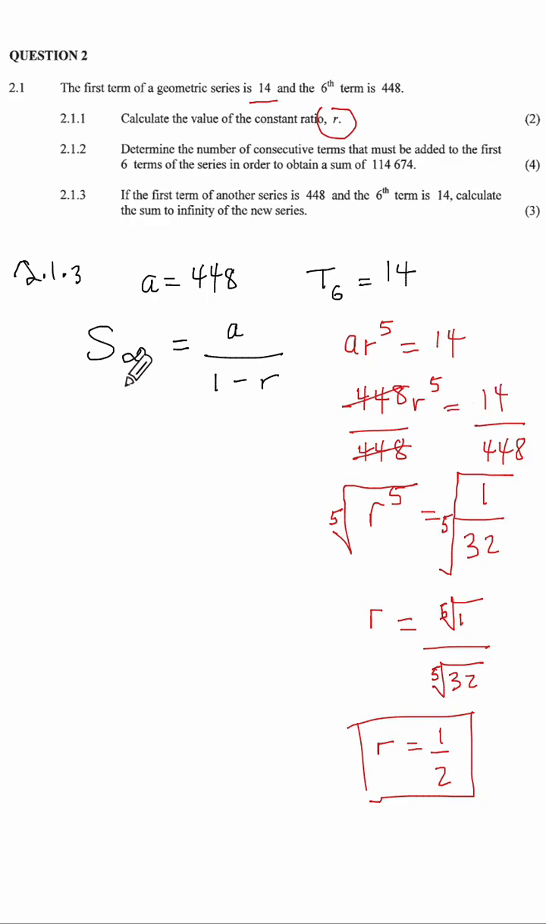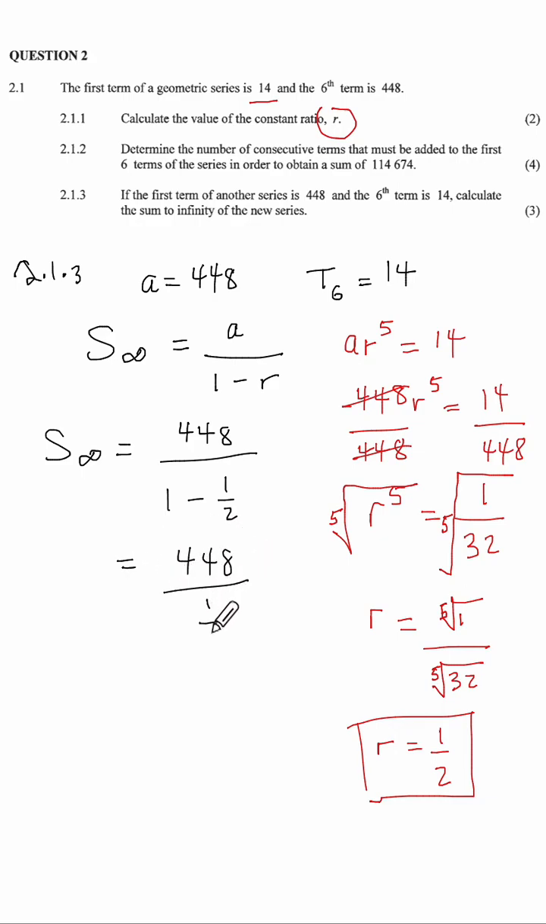So then we come back to our working here. Sum to infinity is equal to a, which is 448, over 1 minus half. That is 448 divided by half. You could punch that in the calculator. You should find 896. That would be the sum to infinity of this series. All right.